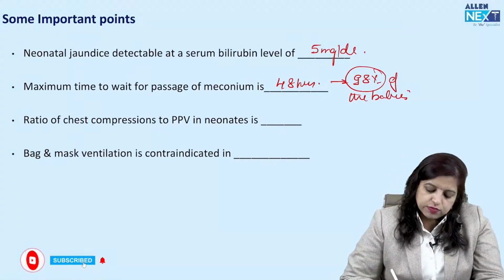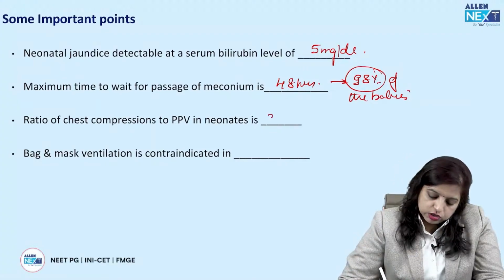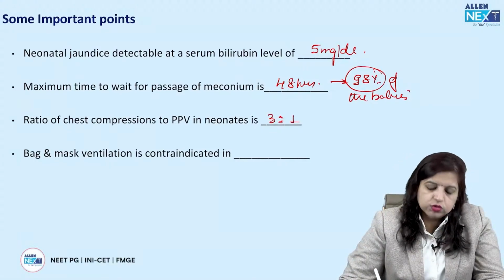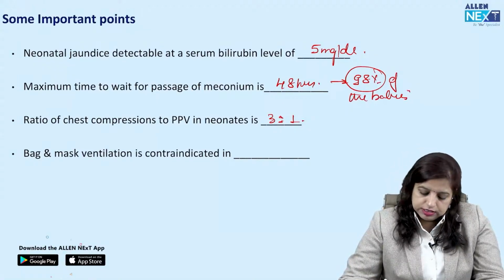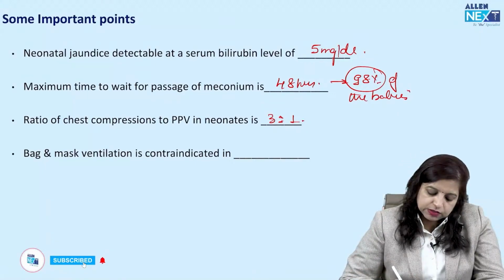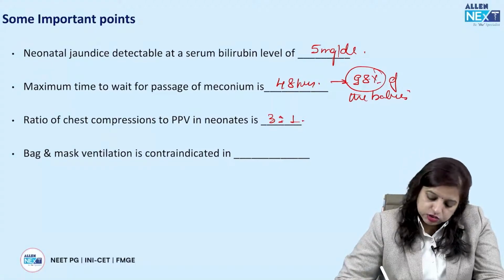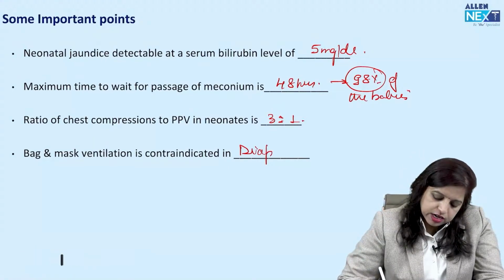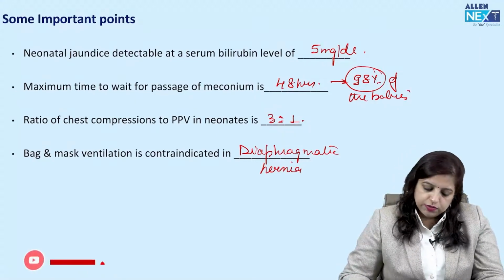Then the ratio of chest compression to positive pressure ventilation in a neonate is 3:1. So usually we do 90 chest compressions to 30 breaths. Then bag and mask ventilation is totally contraindicated in, you guessed it right, diaphragmatic hernia. So this you should be clear. Straight away MCQs will come, so you'll be able to answer.